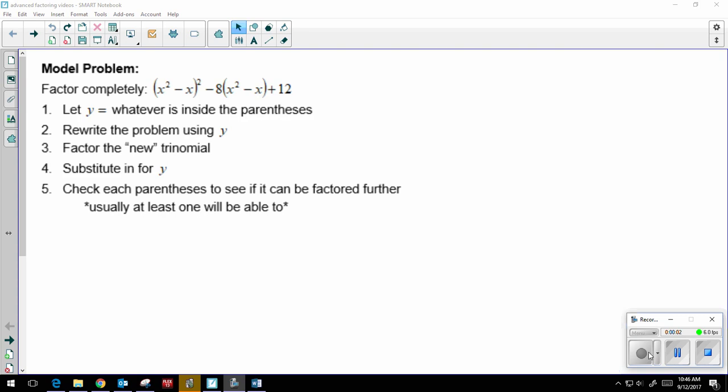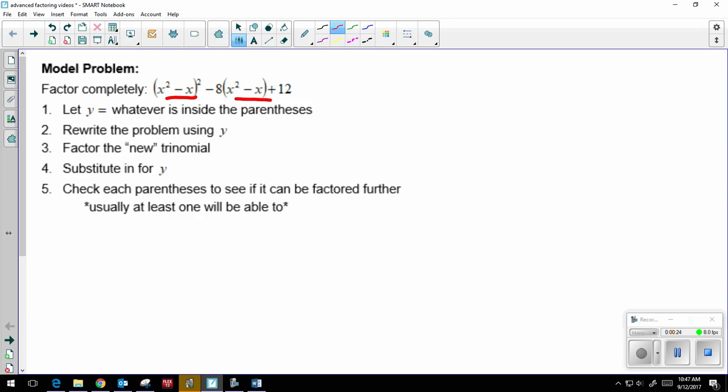Okay, let's take a look at some advanced factoring. Here's our question: (x squared minus x) in parentheses, squared, minus 8 times (x squared minus x) in parentheses, plus 12. So this does look a little tricky, but if you notice, it has some similar structure to what we've seen before. There's something squared, and my parentheses, if you notice, match.